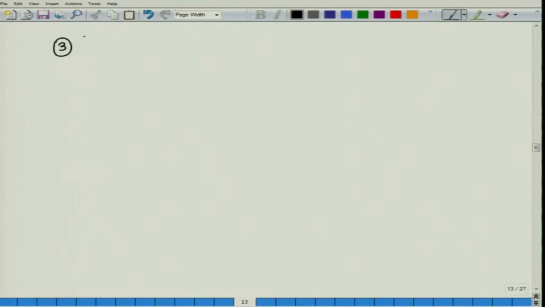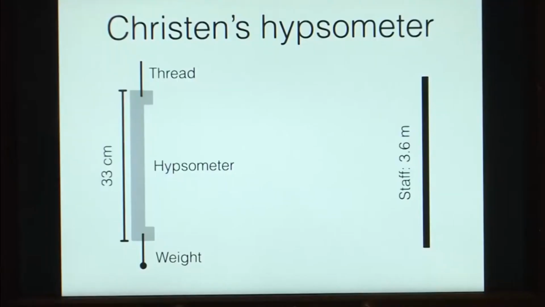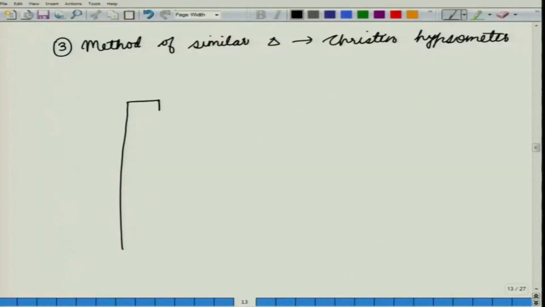A third way of using the method of similar triangles is the use of a device known as a Christian hypsometer. So, looking at the slides now, a hypsometer is a very simple device. It is either made of wood, metal, plastic or say cardboard. So, it can be made out of any simple materials. The instrument is in the form of a strip with two flanges.